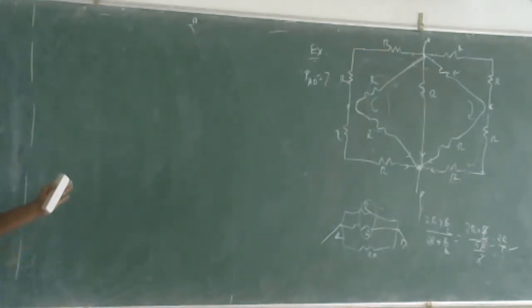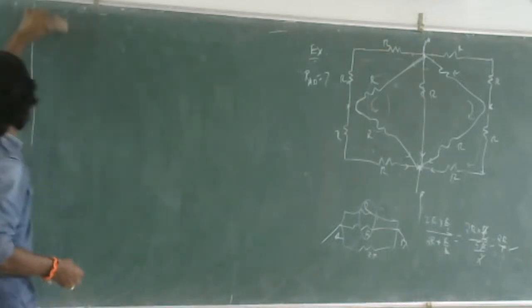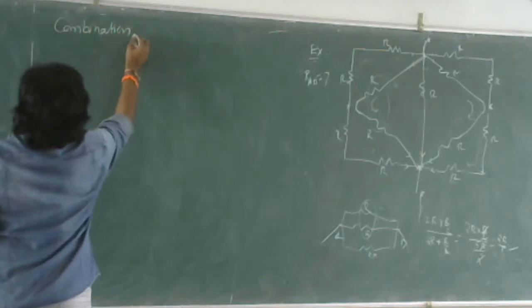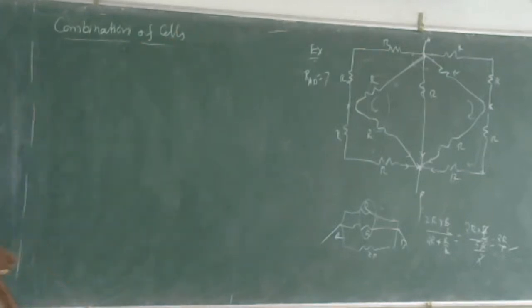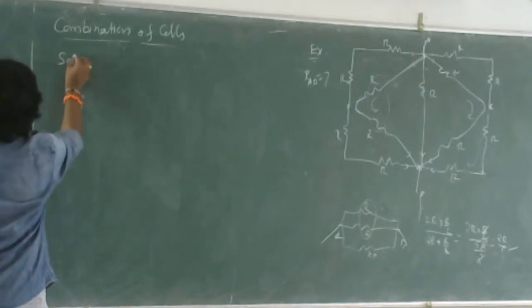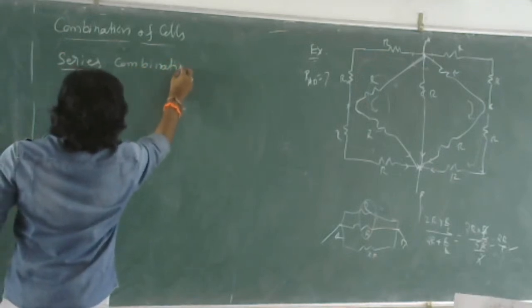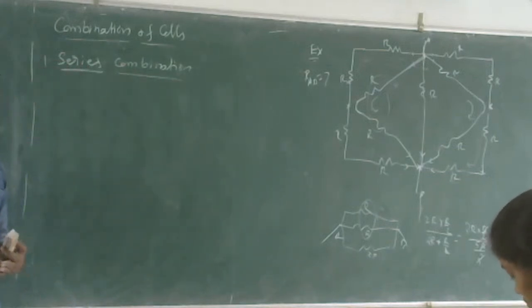Okay. Is that done, everyone? Next, let us see briefly about combination of cells. Combination of cells. So, the first one is series combination. Combination of cells or grouping of cells. Series combination or series grouping. When are cells said to be connected in series?